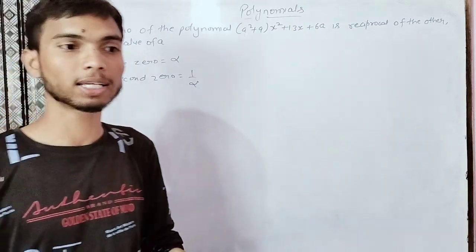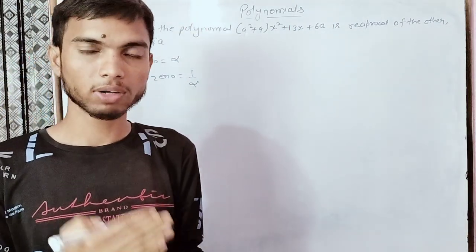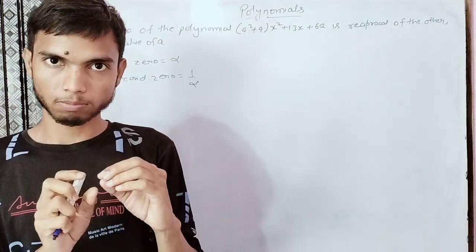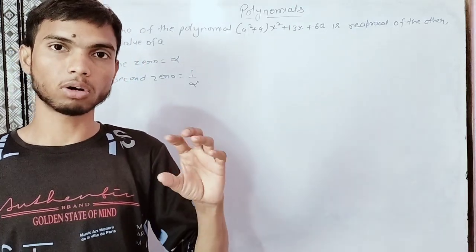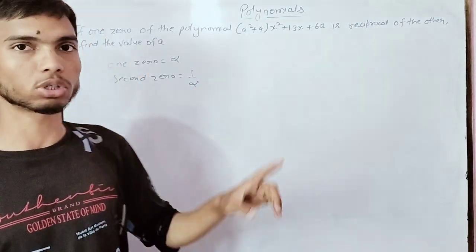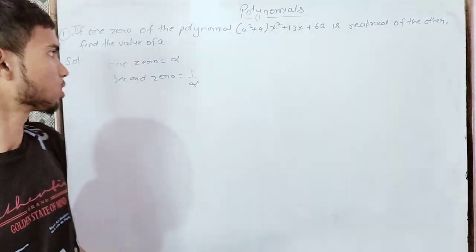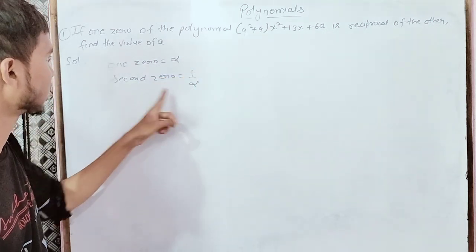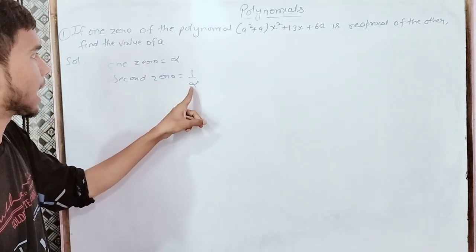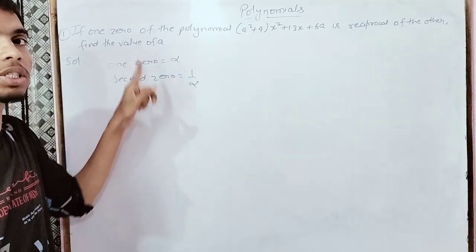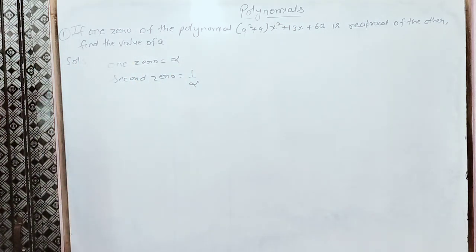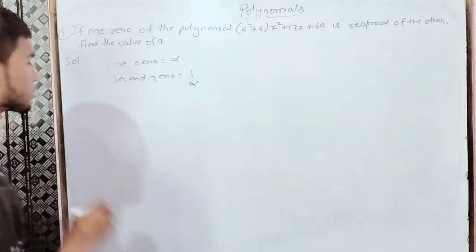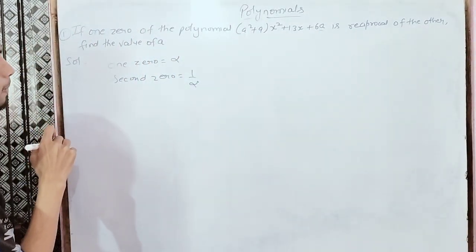According to the question, whatever you are taking as the first zero, you just have to read that the second zero is the reciprocal of the first zero. Okay, for the second zero. So according to the question we have written this, and this is the reciprocal of the first zero. Now we have to find the value of a.